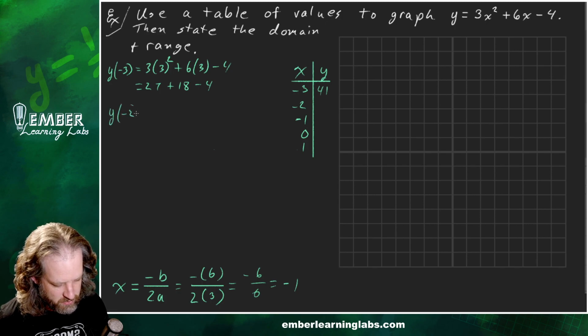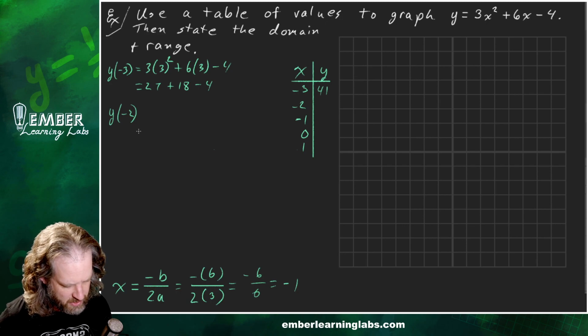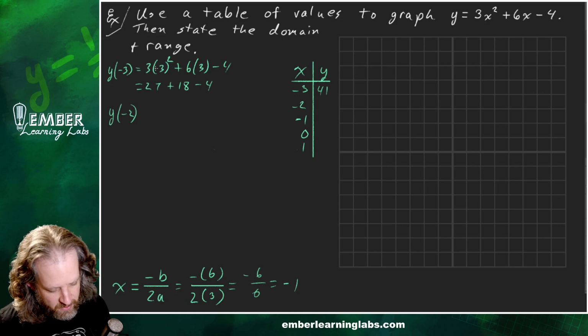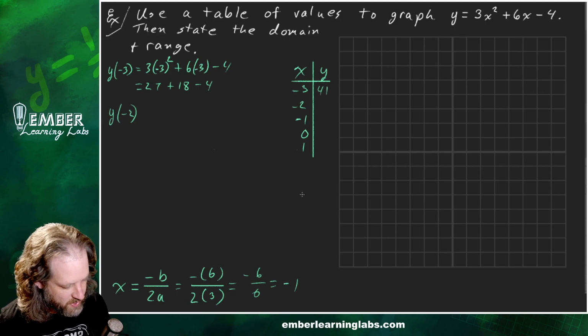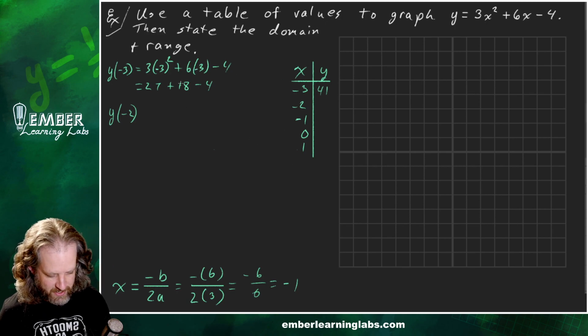Negative 2. Let's plug a... Oh, that's wrong, isn't it? I was supposed to be doing negative 3. No wonder it was 41, because it's way over here. That's not right at all, is it?